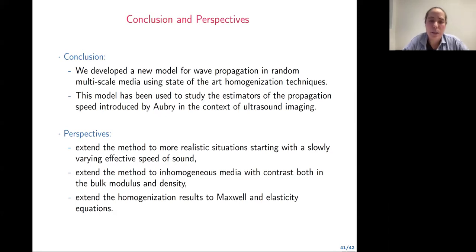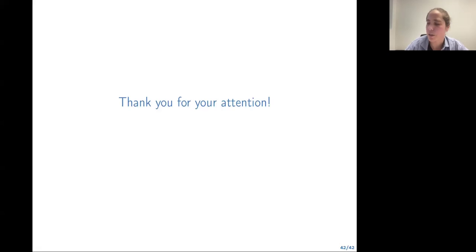Then we want to extend this method to inhomogeneous media, where you have contrast both in the bulk modulus and in the density. And finally, you could extend also the homogenization results to other wave equations such as Maxwell or elasticity, if you want to consider different applications. So thank you for your attention.